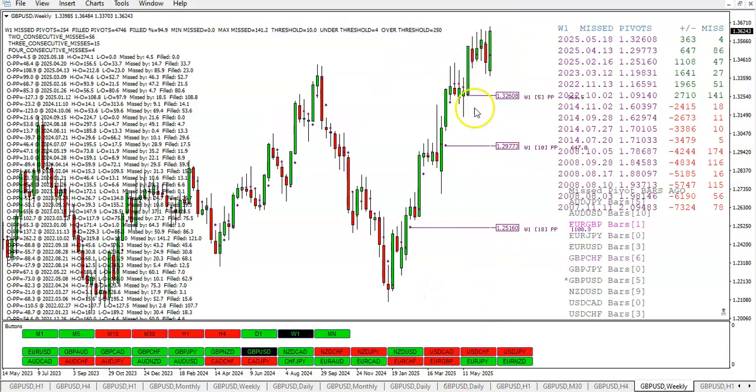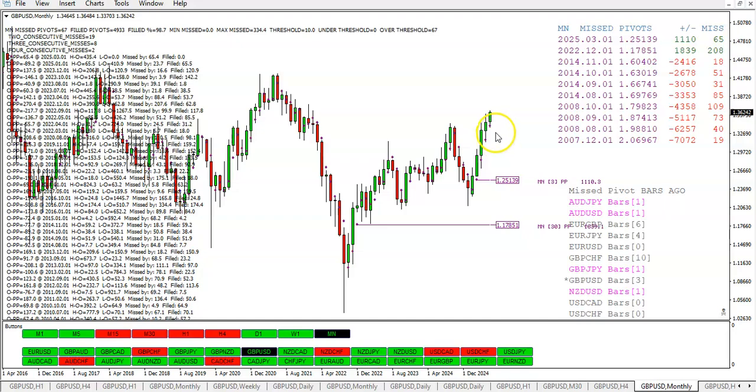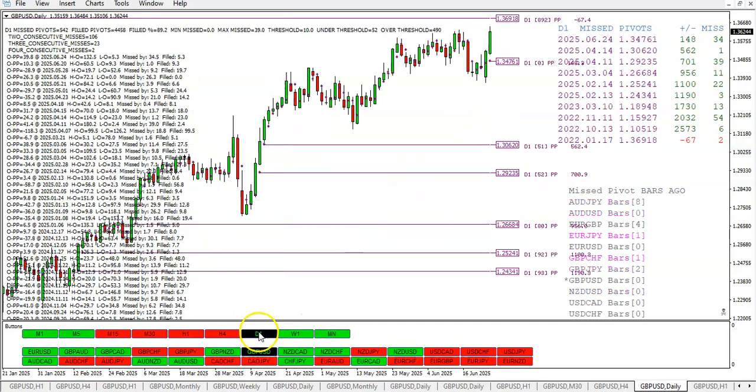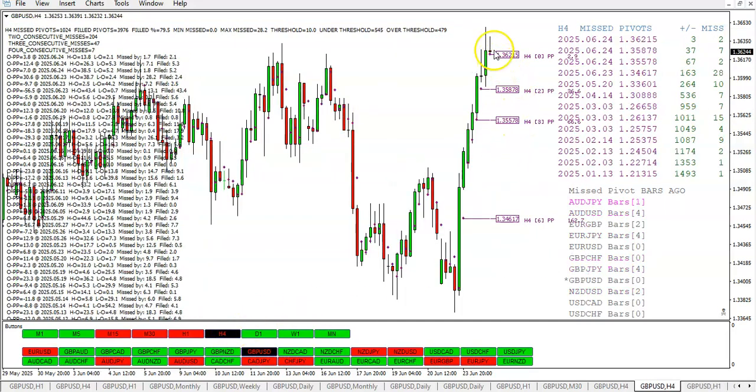Take a look at the weekly. We took that out. Took out the monthly. Let me look at the H4. We got an H4 pivot here, here, here, and here. These pivots need to be taken out. They might not get taken out, but to me it looks like that, because this is a huge return bar.